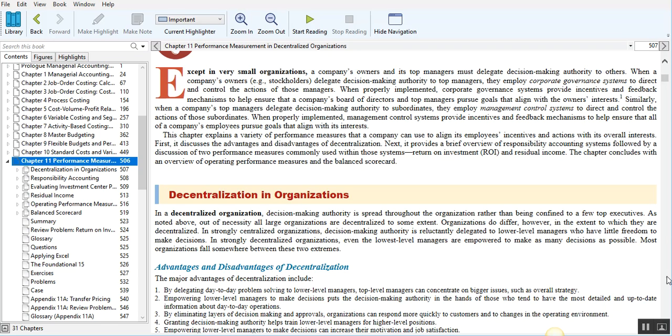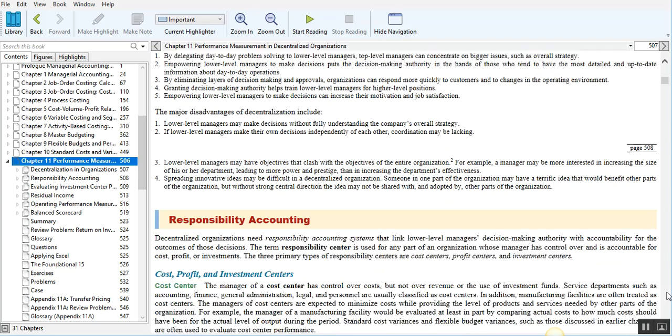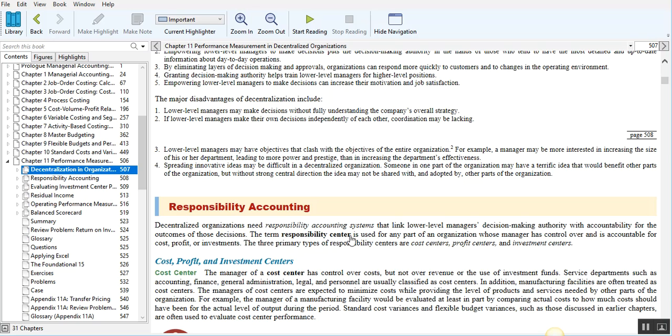In Chapter 11, we talk about decentralizing organizations, which means not that they're not organized, but that they are organized in ways to make managers more accountable for what they do. When you decentralize, you're creating things called responsibility centers. The managers who run these centers are responsible for costs, if it's a cost center, and profit, if they manage both revenue and costs, which makes it a profit center.